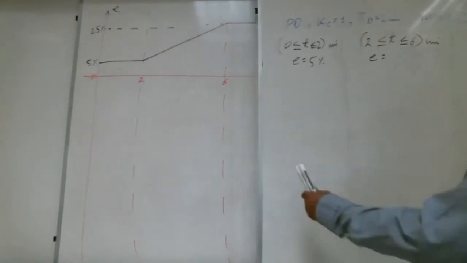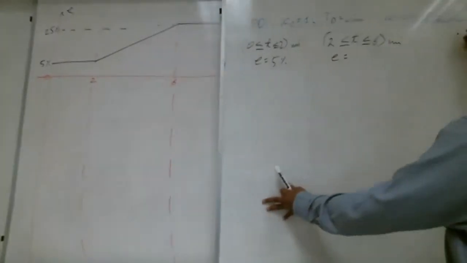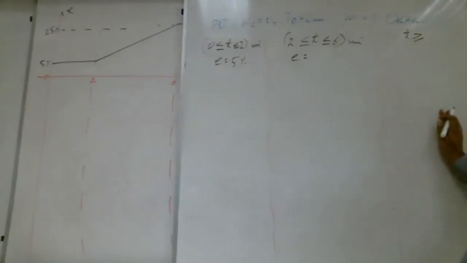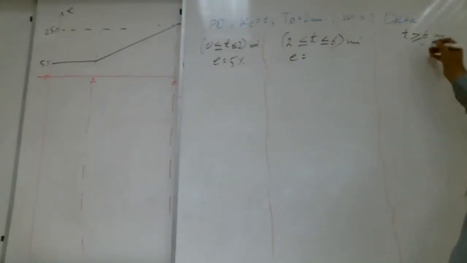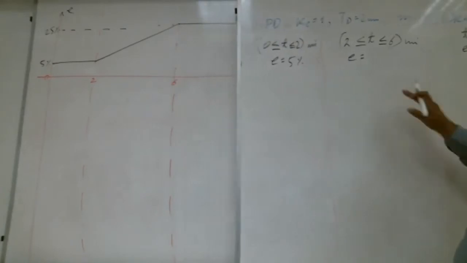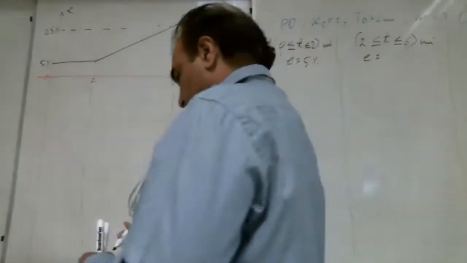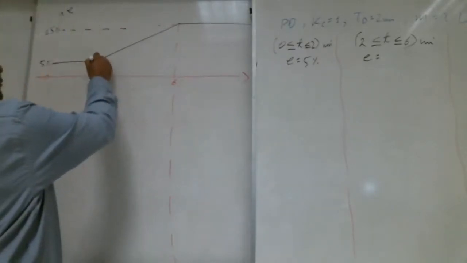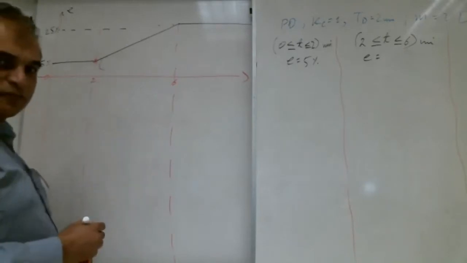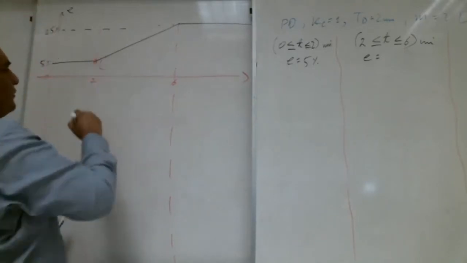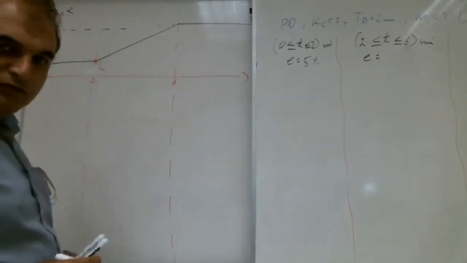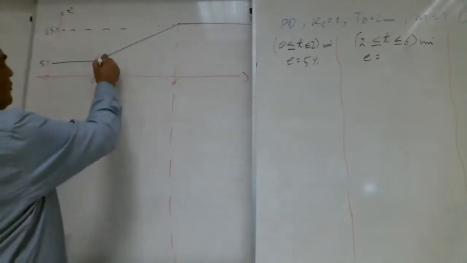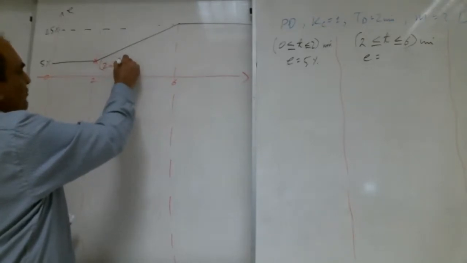So how are we going to put here? This error is greater than or equal to what? 6. Very good. And what is the error here? 25. Very good. Okay, Shabab, how will we make the equation of the line here? Y minus y1, y2 minus y1. So we're going to take this point. What is this point, Shabab? 2 minutes and 5%. Very good, Shabab.